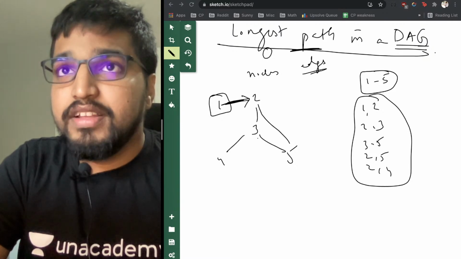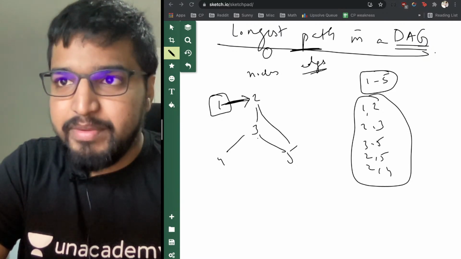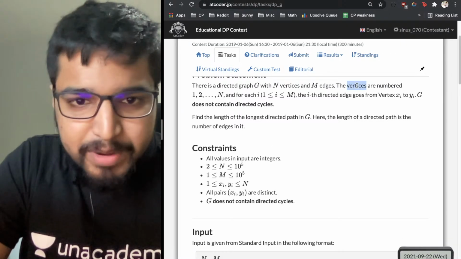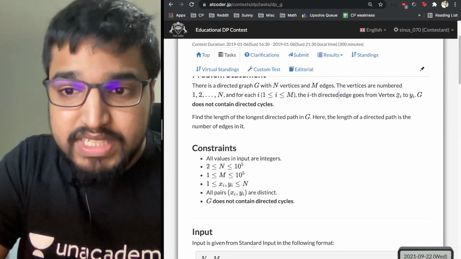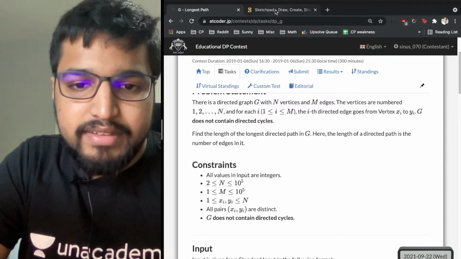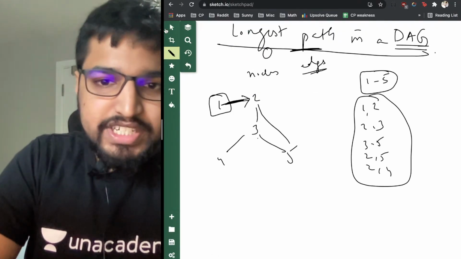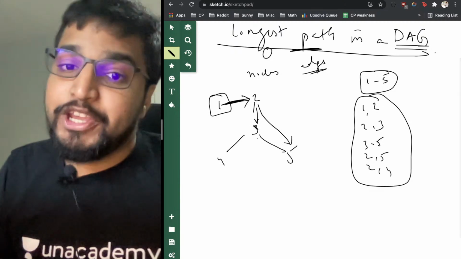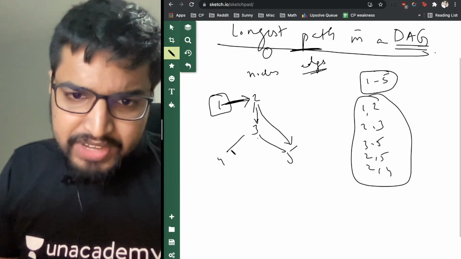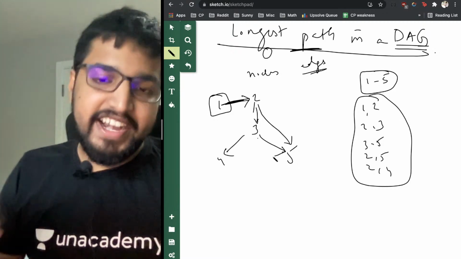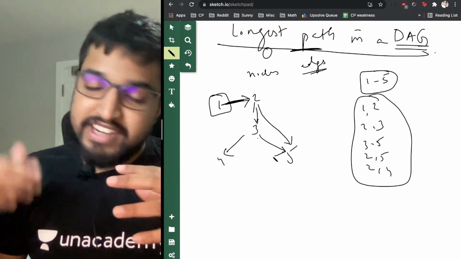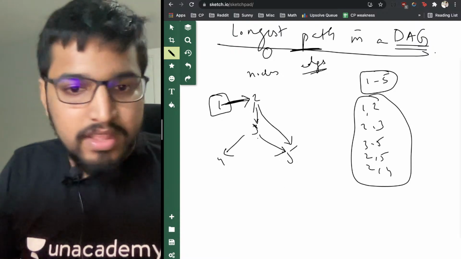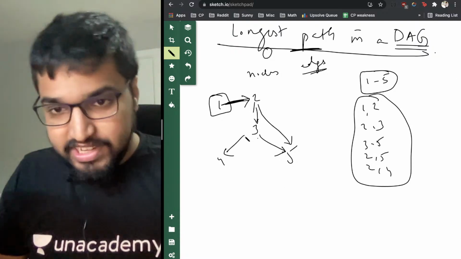Awesome. In this question, the edges are directed. The vertices are numbered from 1 to n. The ith directed edge goes from vertex xi to yi. It's a directed graph, meaning there are arrows on the edges. That means you can go from 2 to 3, but you cannot go from 3 to 2. There are 3 to 4, 3 to 5. You can't go the other way unless there's a reverse edge. You can only go in the direction of the edge.